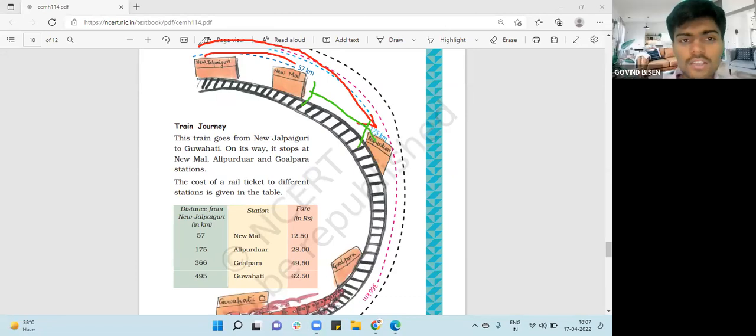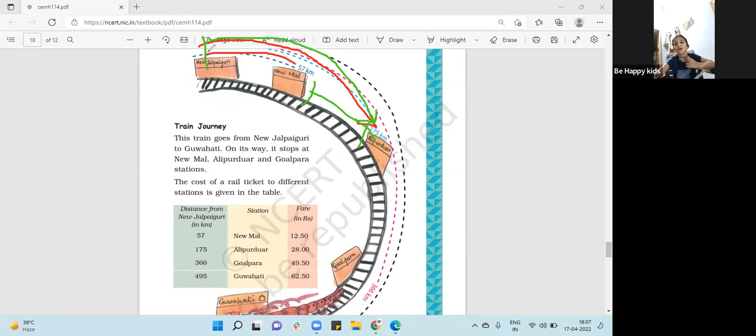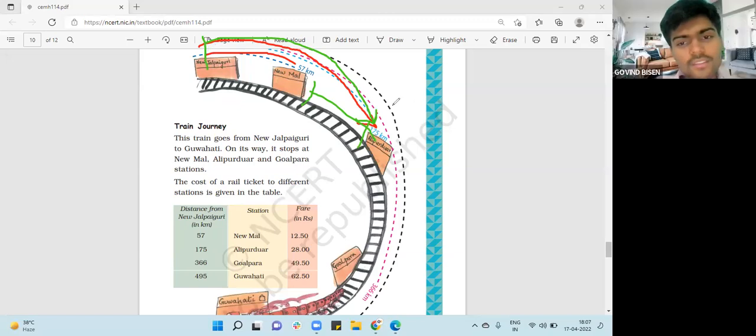Suppose this starting point is the same. So the total distance we have to cover is 175, isn't it? Look at the screen carefully. We have to cover 175 kilometers, right? It's there on the screen. And suppose I start from New Jalpaiguri and reach New Mall. How much distance have I covered?